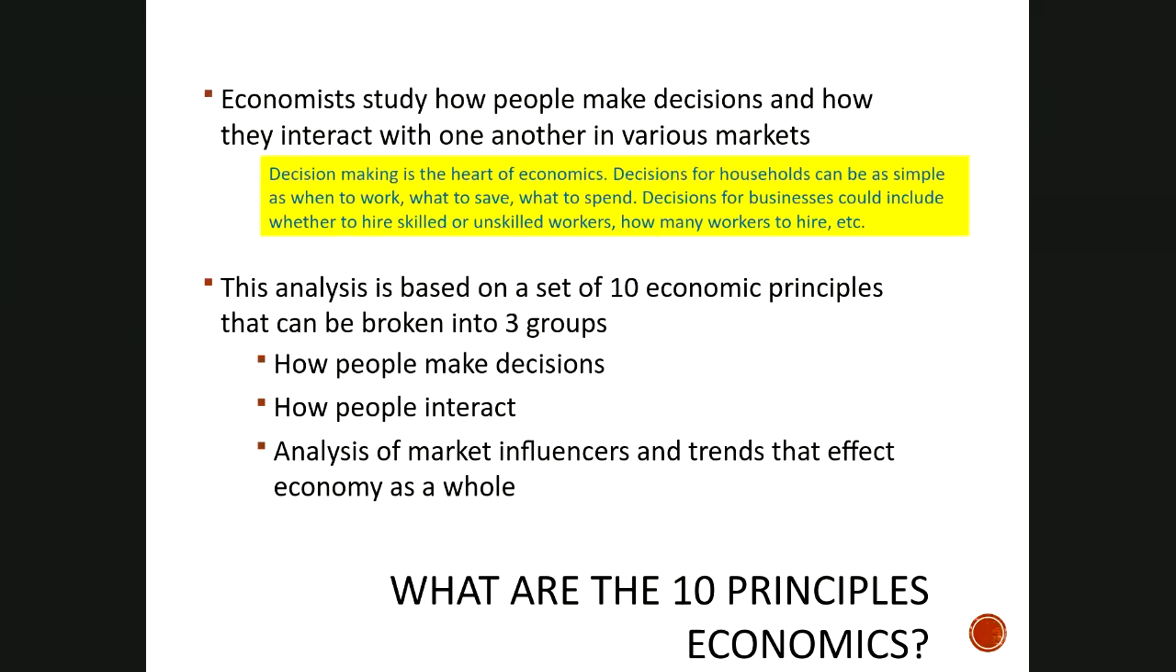So economists study how people make decisions and how they interact with one another in various markets. This decision making is at the heart of economics. And as I said, it can be as easy as when to work, what to save, how to spend. Decisions for businesses include whether to hire skilled or unskilled workers, how many people to hire, whether to buy this or that machine. This analysis overall can be broken down into a set of 10 economic principles that are broken down further into 3 groups. 1, how people make decisions. 2, how people interact. And 3, an analysis of market influencers and trends that affect the economy as a whole.